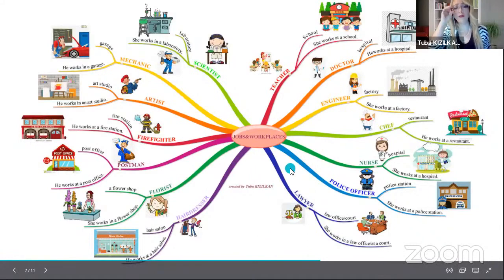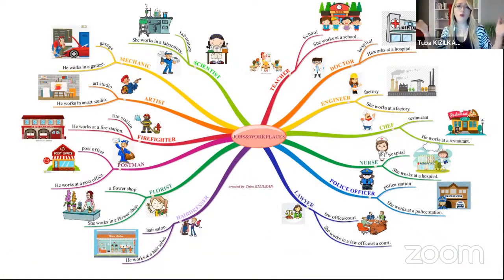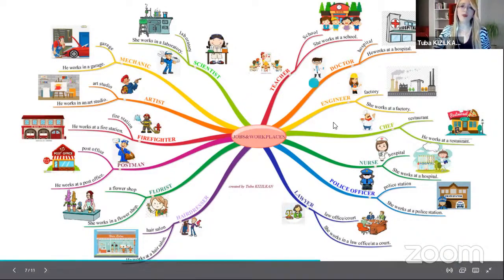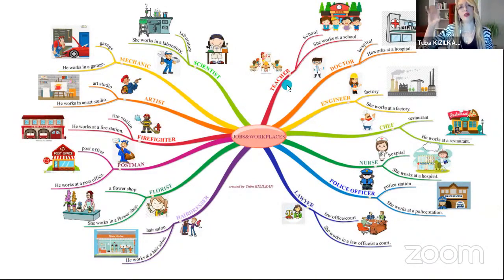Because a mind map involves whole brain process. That means it involves both left and right brain and all types of learning. So this mind map involves the main branches and the baby branches, involving the jobs and the explanations, as well as images that attract digital natives.